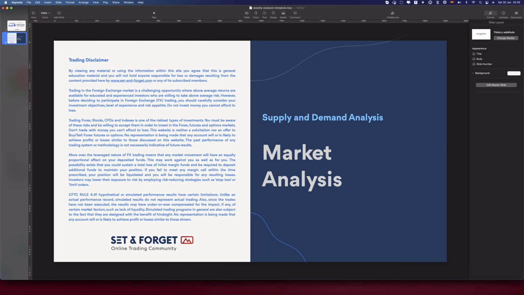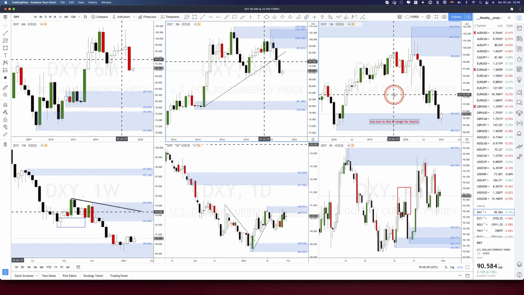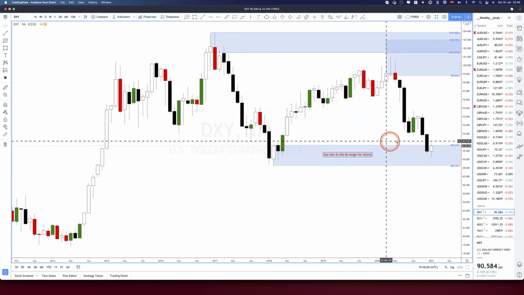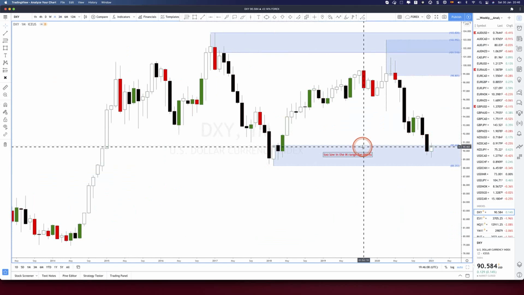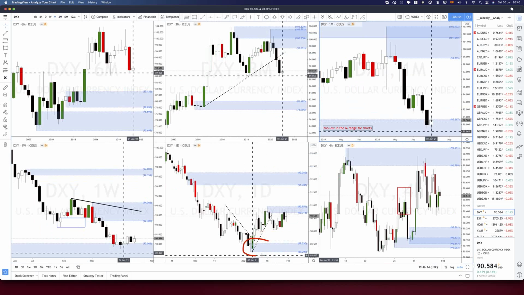Okay, let's start with the dollar index. As explained in previous analysis, we've got the monthly area of demand in control, going short over there. Not allowed. We're expecting a big retracement. Will that happen? We don't know. But we are having new areas of demand being created.